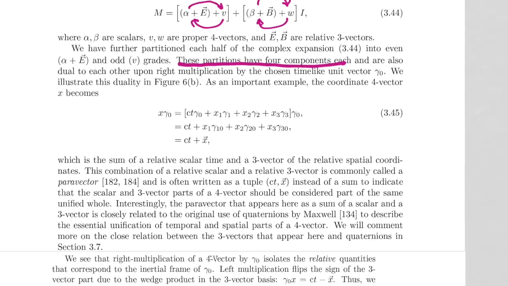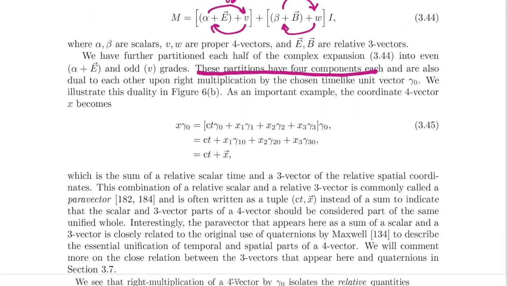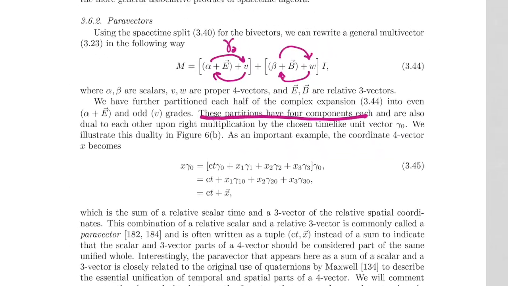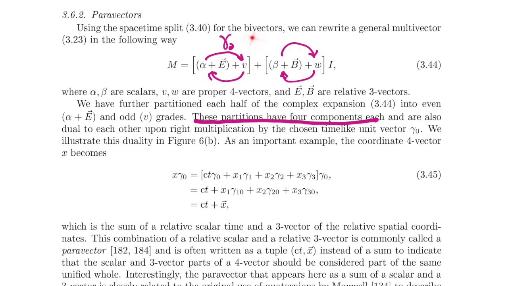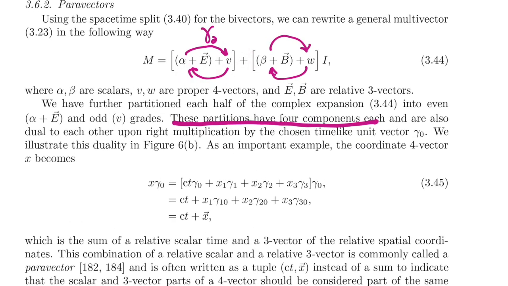That took me a little while to think about. It's obvious, of course, but if you're expecting, I'm expecting a duality like this, but that's the duality taken care of by I. So you have to rejigger your brain and read very literally what they wrote here. We have partitioned each half of the complex expansion, 3.44. They call this a complex expansion because if you look at it, every multivector now looks like a complex expansion. That's a good point, actually.